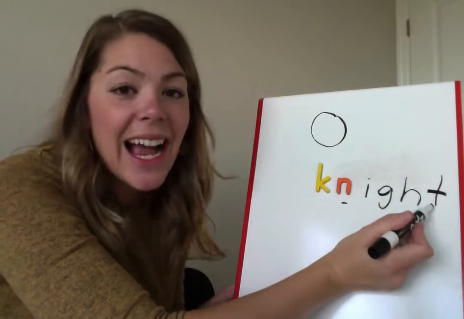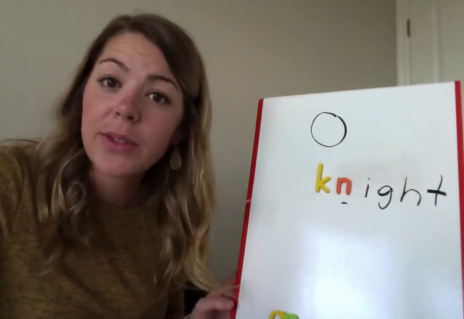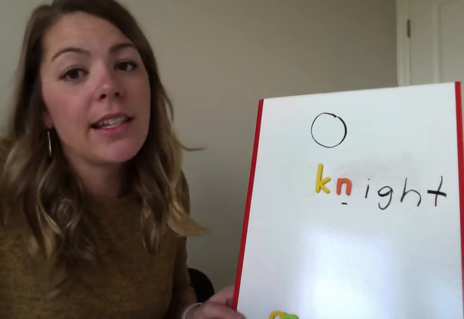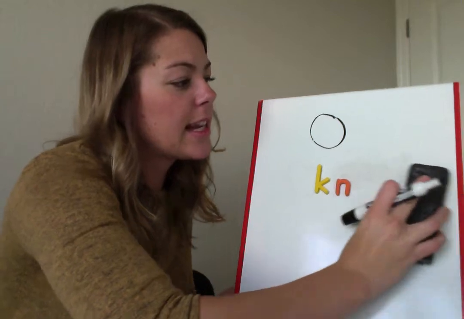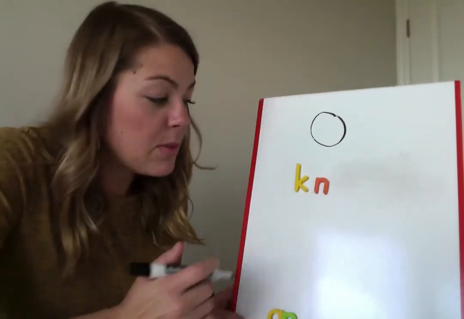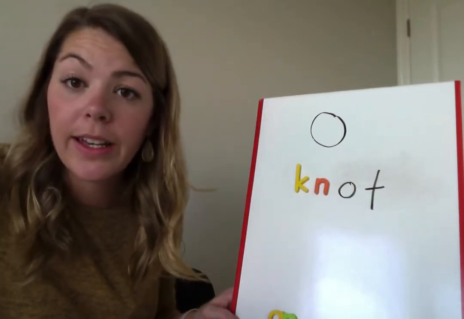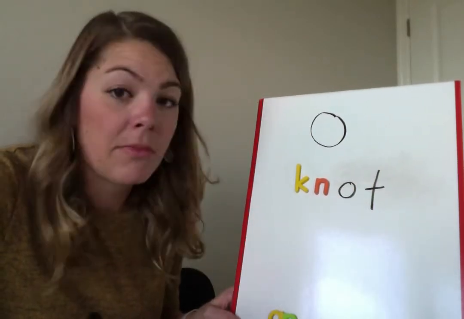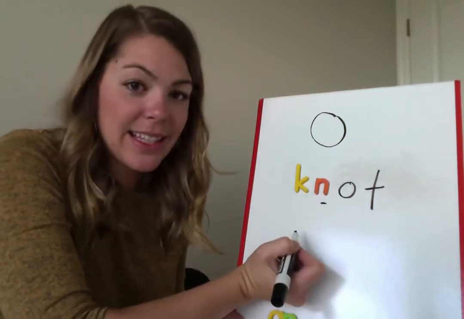N-ite. This says ite. Night. Like in the story we're reading for fairy tales, we're learning about knights and kings and queens and princes and princesses. So night, that's a silent K word that you might notice in a story that you're reading. You might have a knot in your rope or a knot in your headphones or something like that. Silent K, N makes the sound.